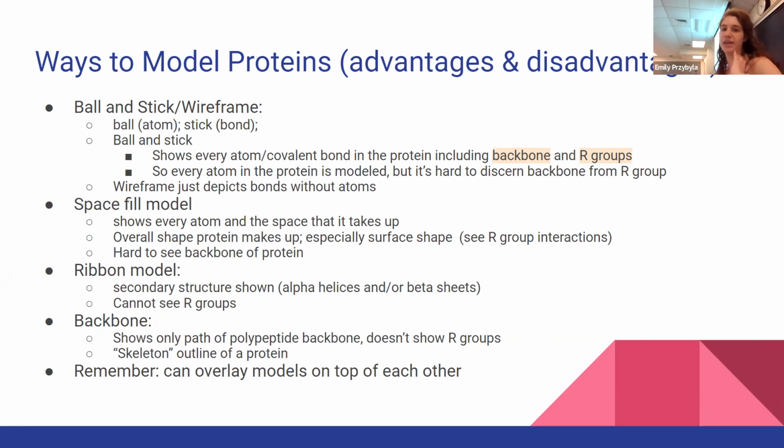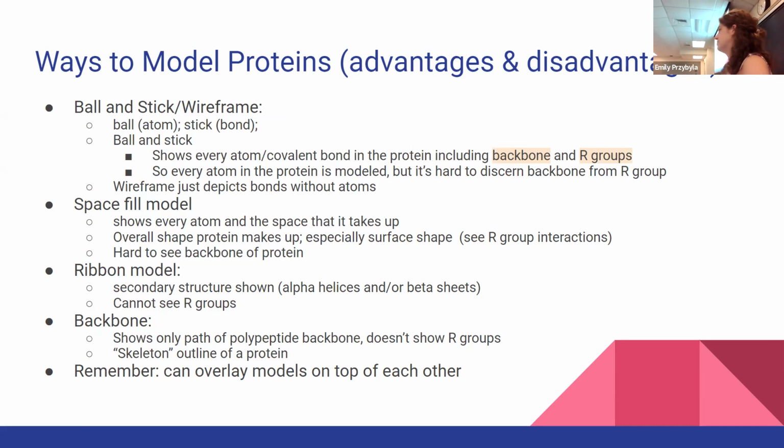Like I said, the wire just depicts bonds without atoms. So that's a weakness, that you can't necessarily discern the backbone from the R groups, but you do see every atom, R groups and backbone. Then we have our space fill. I'm going to show pictures of this, by the way. Space fill shows every atom and the space that it takes up. So this is really good for seeing the overall shape of a protein, like the cell surface of it. But you can't really see the backbone of the protein in this case.